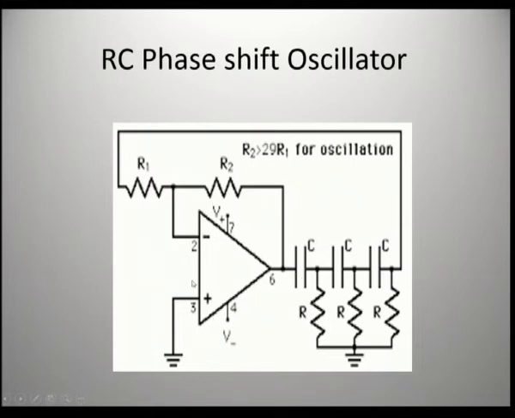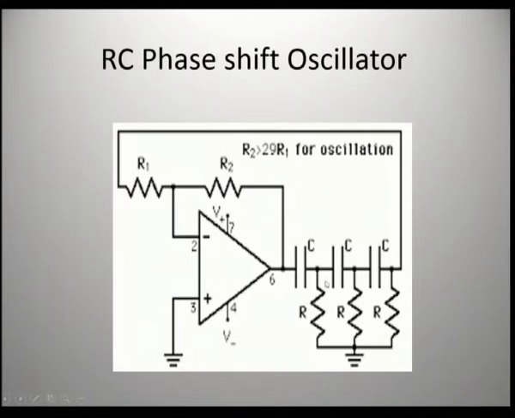and what type of feedback is given? A negative feedback is given. Here the output is fed back to the negative input terminal, and the feedback resistor is R2, the input resistor is R1, the third terminal is grounded, and this is called the feedback circuit. In this circuit we have 3 RC pairs connected in series arm.